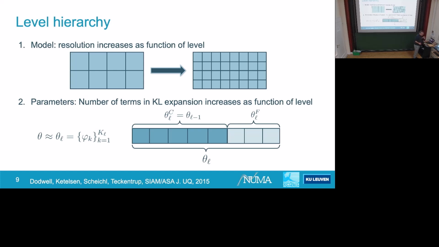In our setting, the levels are coarsening in two ways. The first way, which I have already told, is that the model resolution increases as a function of the level. So finer level means a finer discretization of the finite element problem. But the second thing is also that the parameter level, so the level at which we truncate the Karhunen-Loève expansion, the KL expansion, we also make that increase as a function of level.